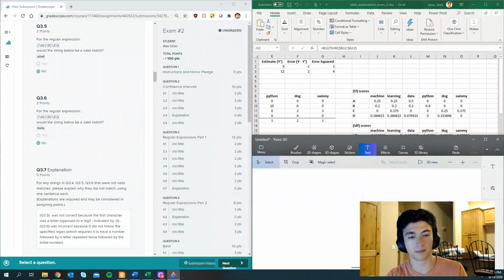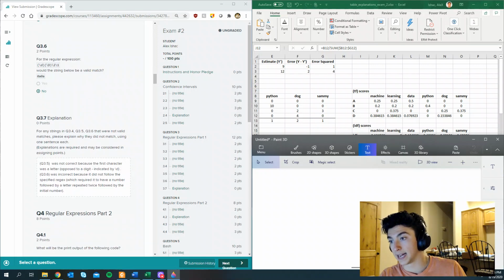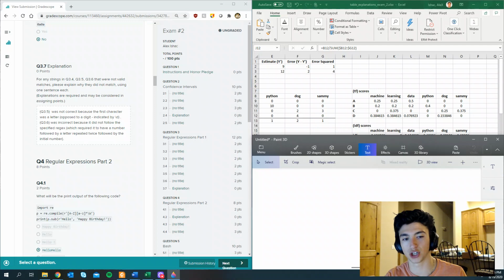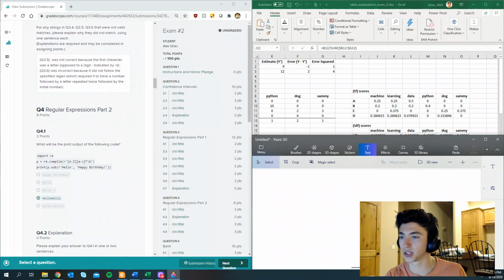Oh, jumping a little ahead here. So, the answer to 3.6 is no. And 3.7 is an explanation, which I've already given. So let's move on to 4, regular expressions part 2.